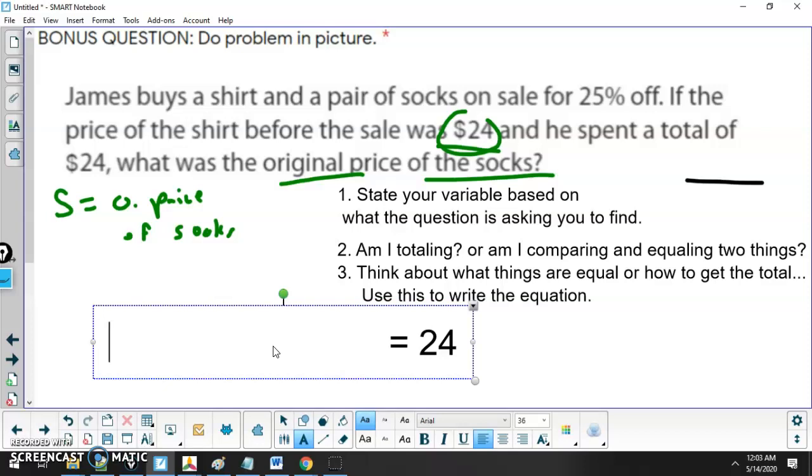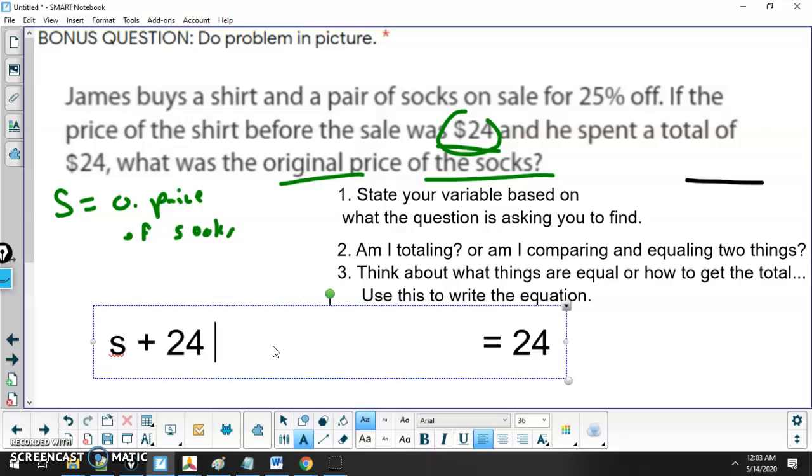Okay, so you have to think about, how do I get $24? Well, you have shirts and socks and you have a discount on them. So let's just start with the original prices. Okay, so the socks, we don't know. The shirt was $24. Now we're going to do a discount. So if we're discounting, okay, we're going to be subtracting, okay, they're 25% off. Now both of them are 25% off.